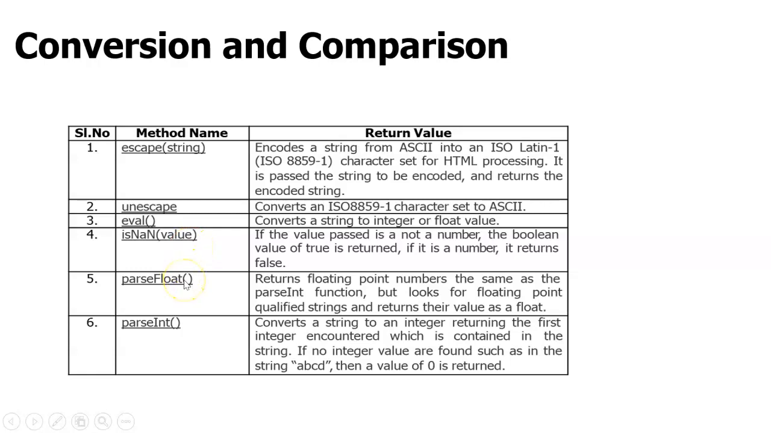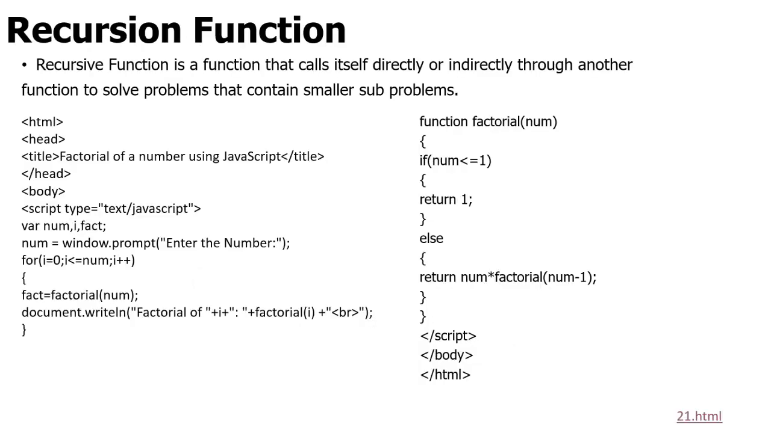parseFloat returns a value as a floating point. If you're getting some value from the user but it is in string format, and I assign that value to a and want it parsed as an integer, parseInt a changes it from string to integer. This is how conversion and comparison of different predefined methods work. And finally, ending with the recursion function.